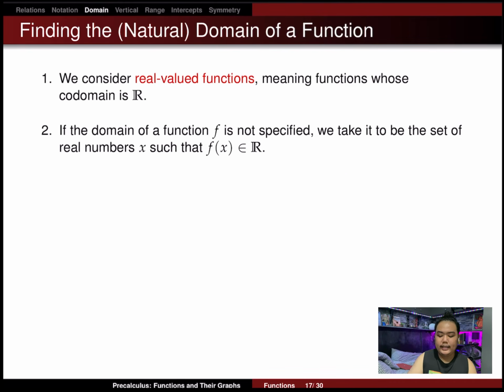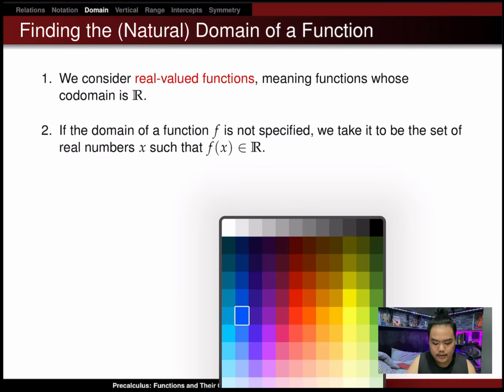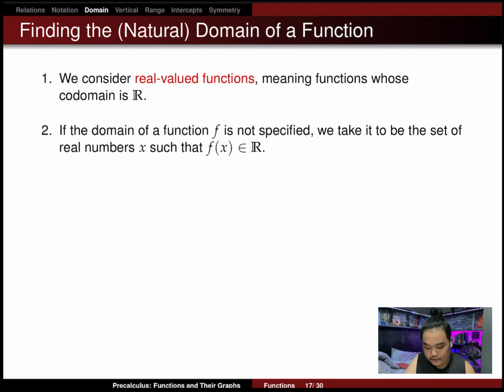So, punta na tayo dito sa next one, finding the natural domain of a function. So, we consider real valued functions only, meaning the codomain is the set of real numbers, which will imply that the range is the set of real numbers. Ibig sabihin ng real valued function, magpapasok ka ng x, lalabas na real number.